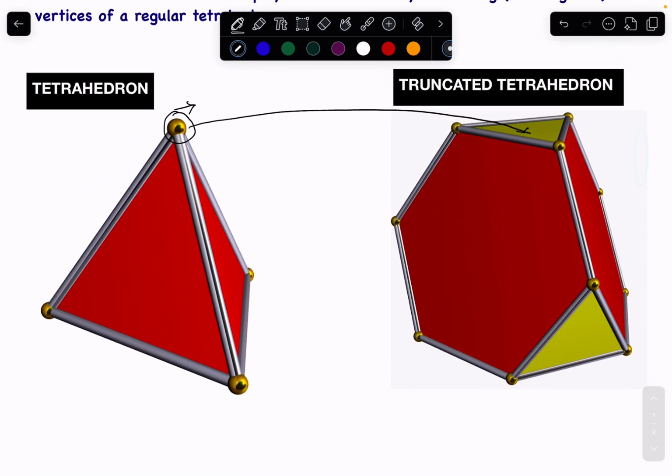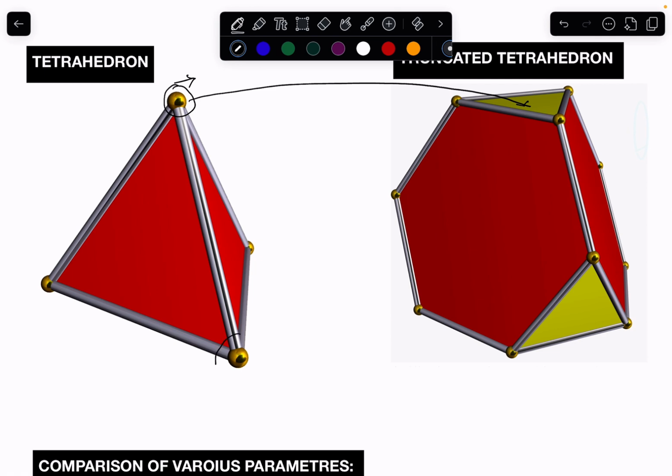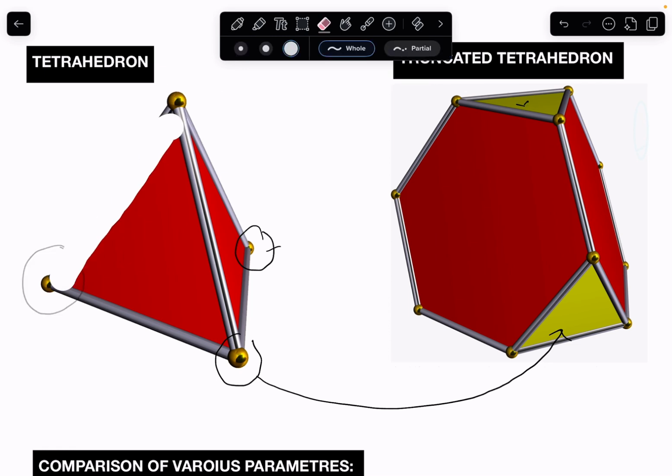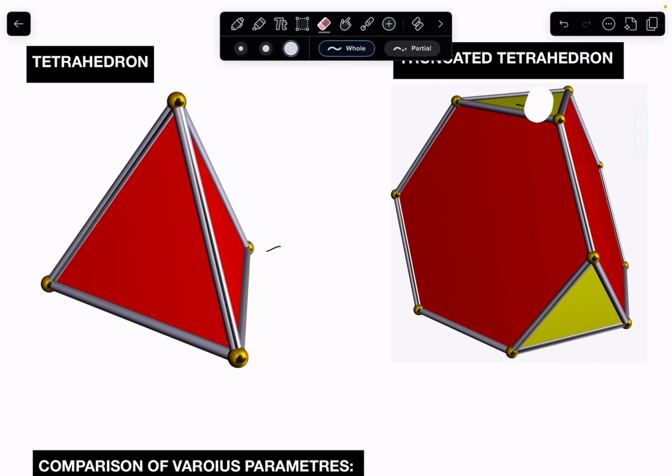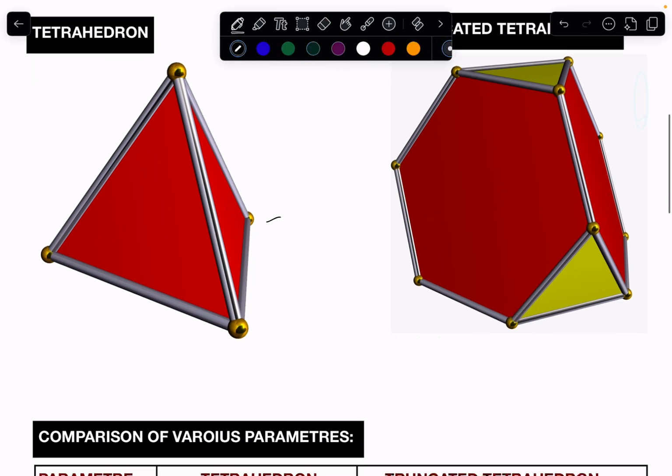So you can see two triangular faces in this picture. Here this is one triangular face, and like this, here also one triangular face will be produced. Here also one triangular face will be produced. As a result, a truncated tetrahedron will have totally 12 corners. So the number of corners in a truncated tetrahedron is 12.